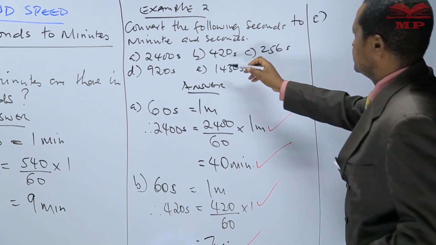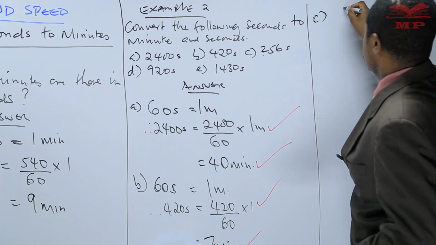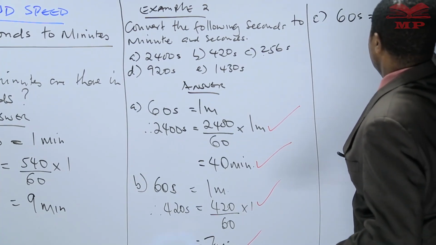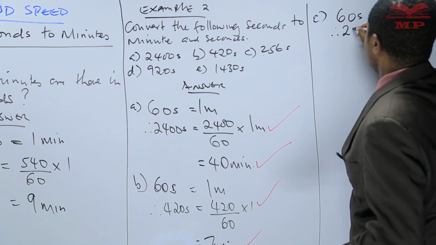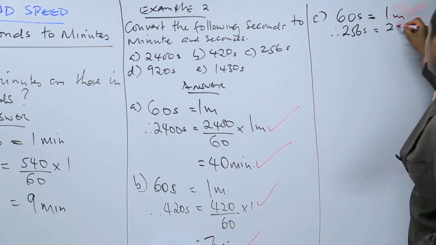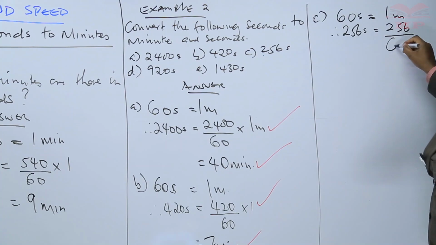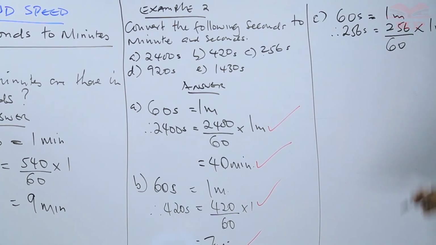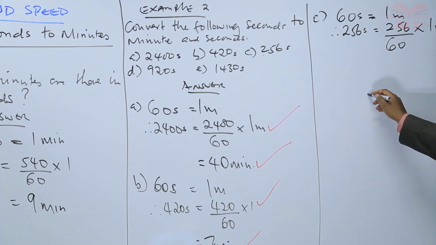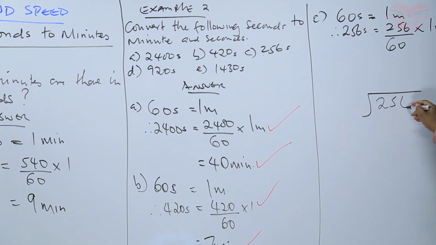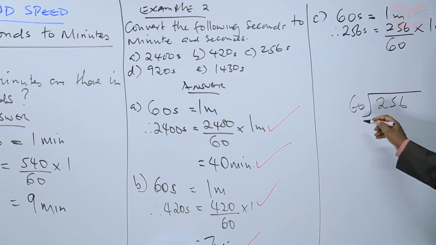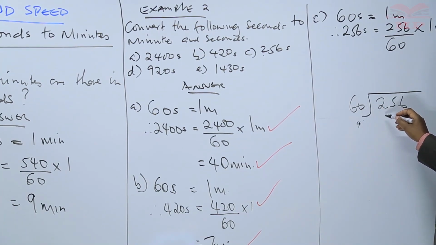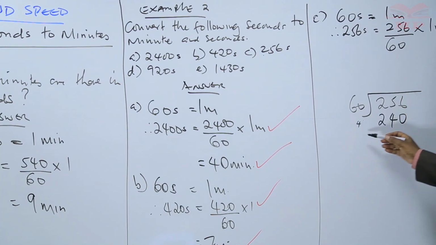Then we move on to question C. 60 seconds is equal to 1 minute. Therefore, 256 seconds will be equal to 256 over 60 times 1 minute. So we divide 256 by 60. How many times does 60 go into 256? This should be around 4 times, because 60 times 4 will give us 240. This is the closest to 256.